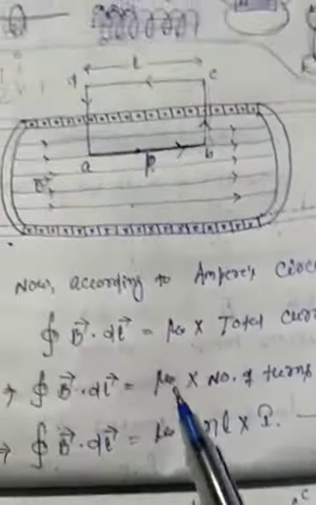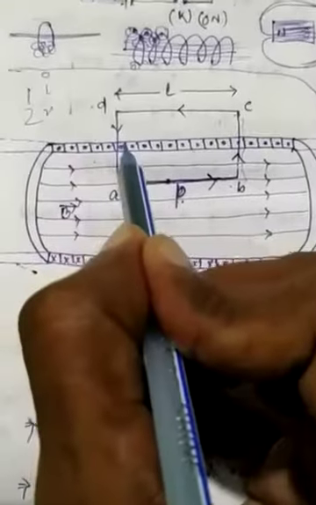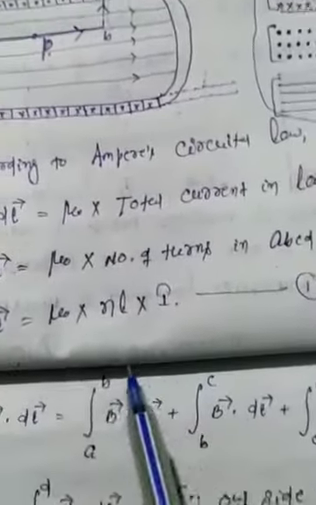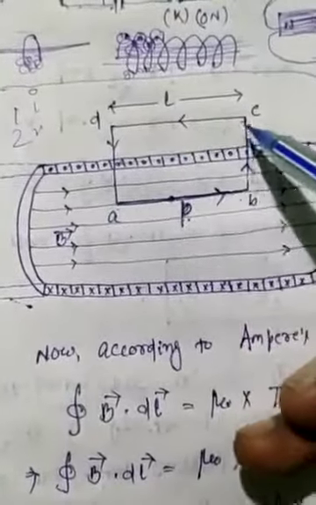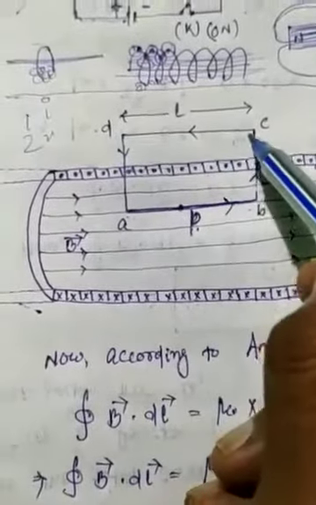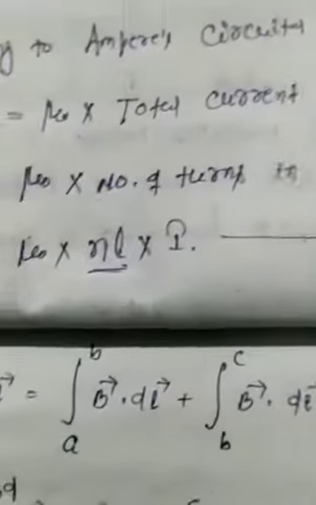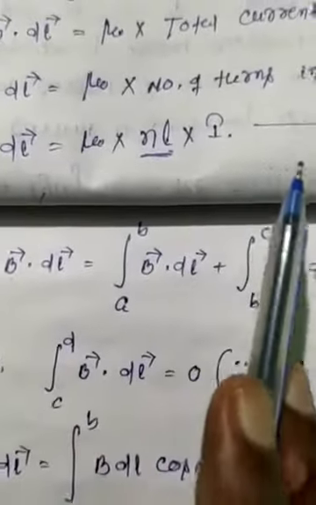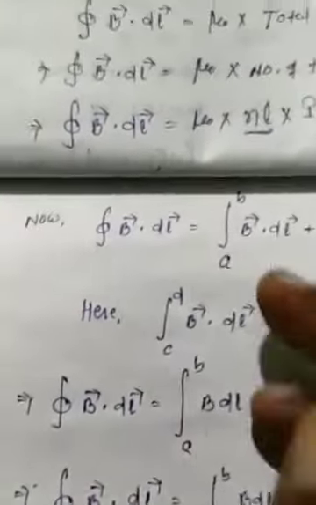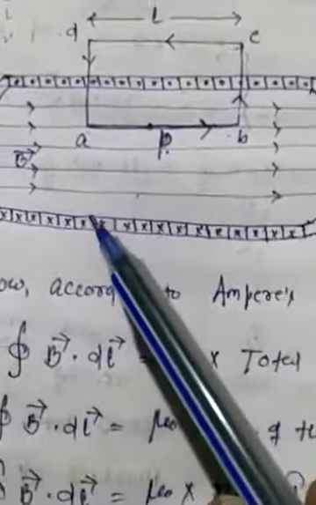So n into I, what is the length taken? L. So the total number of turns is how much? nL. In the length L, the number of turns multiplied by the length multiplied by the current in each turn. So the closed integral of B dot dl is equal to mu 0 into nL into I. Call it equation 1.